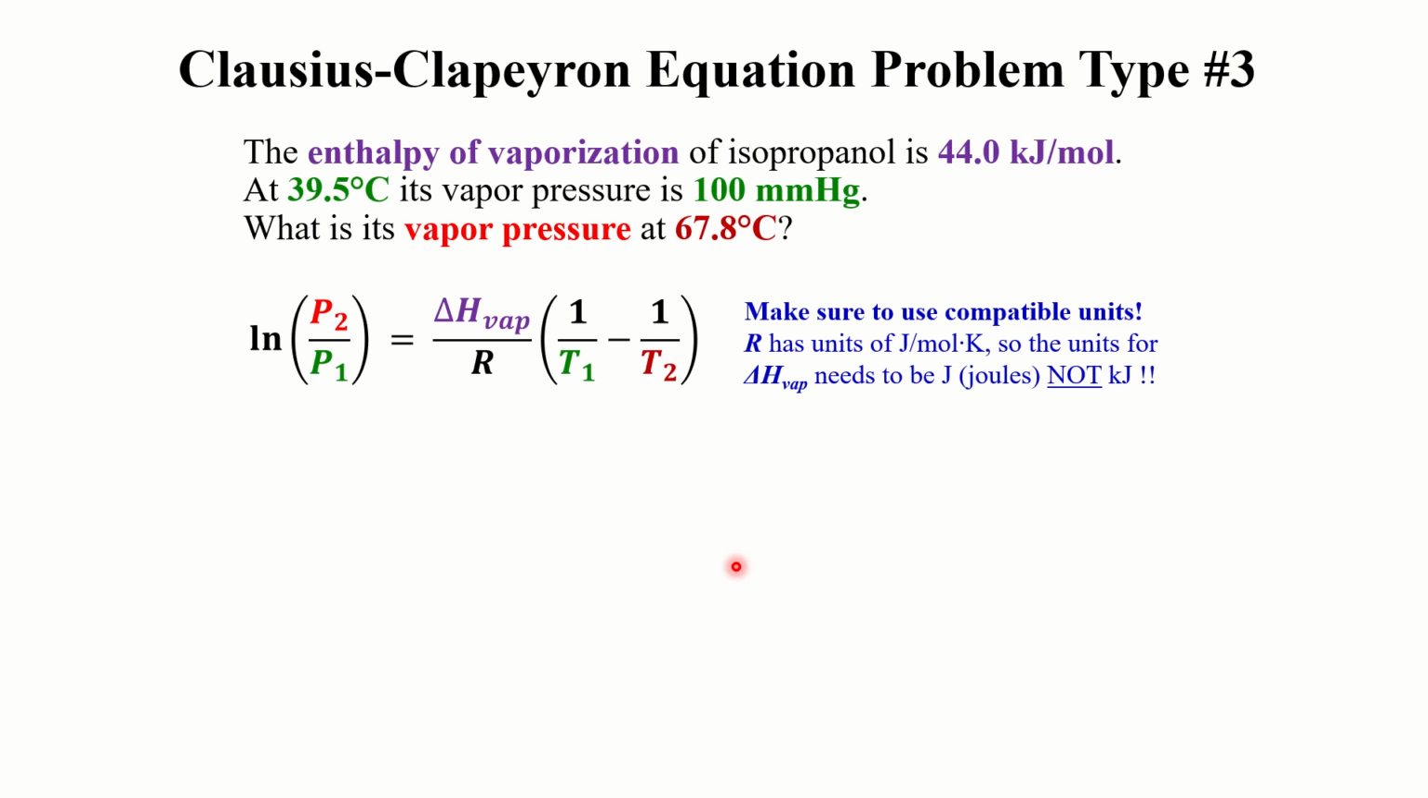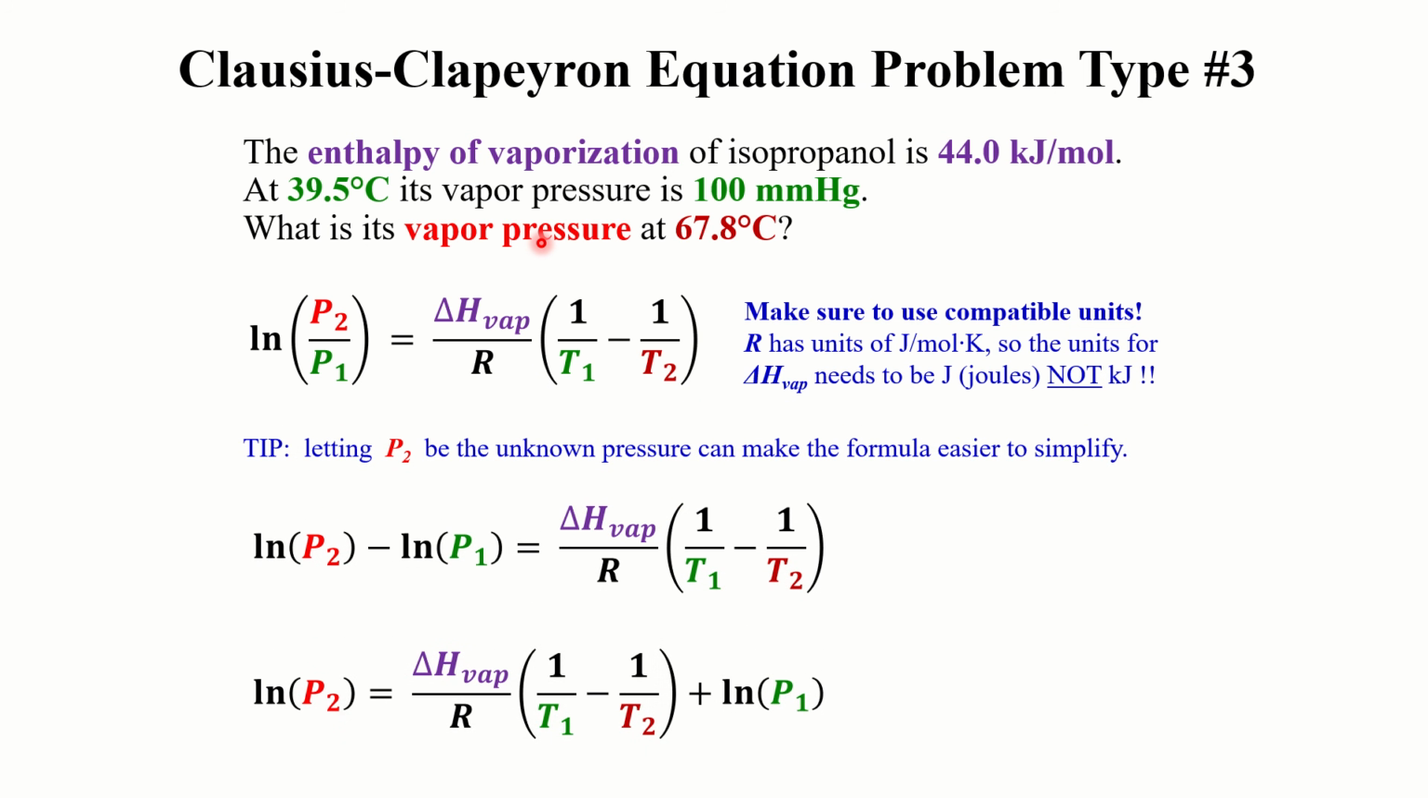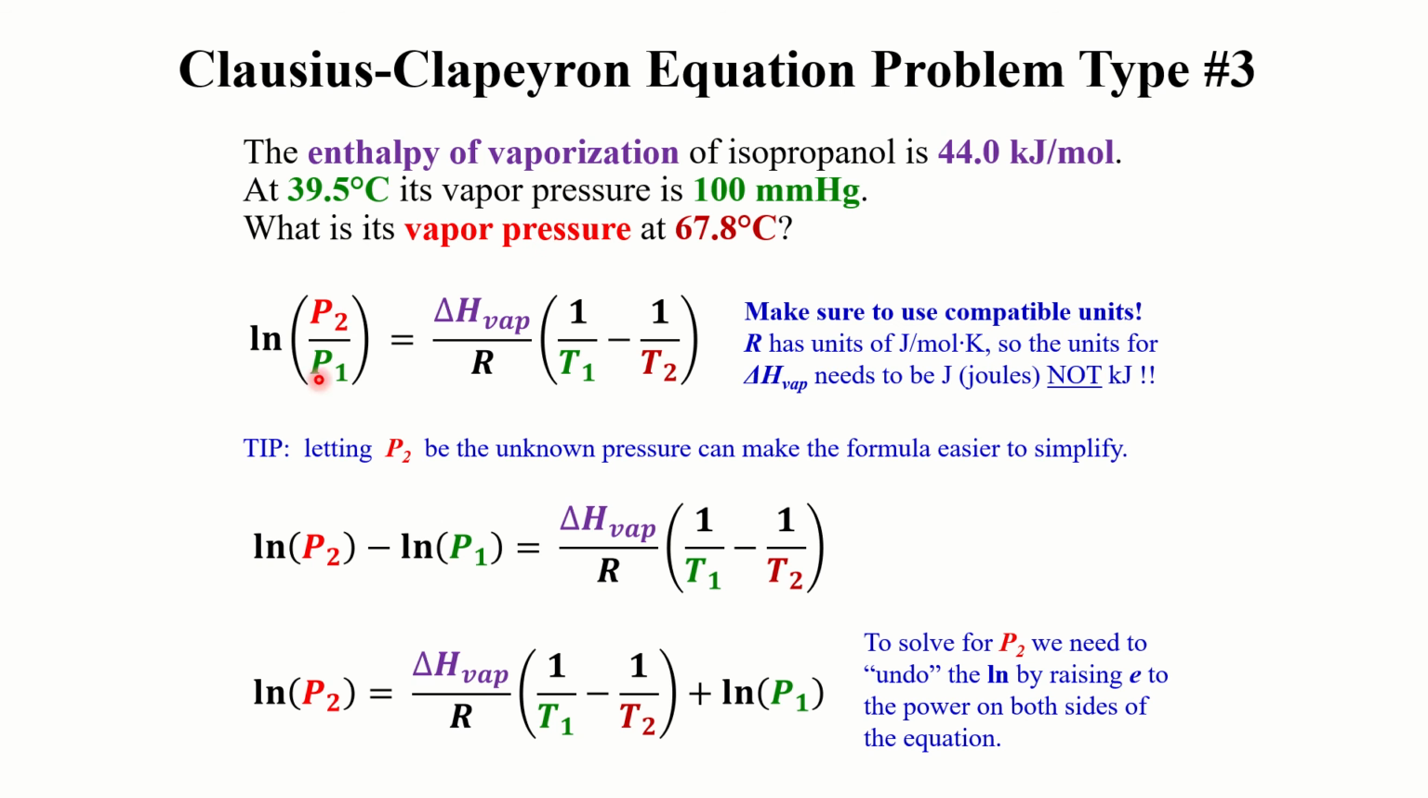All right, now a vapor pressure is going to be our unknown. If a vapor pressure is going to be your unknown, I do have a small tip for you here. It makes your life a little bit easier to let P2 be the unknown. So what I'm going to do is take this natural log and split it back into its original pieces. So ln P2 minus ln P1 equals delta H vaporization over R multiplied by 1 over T1 minus 1 over T2.